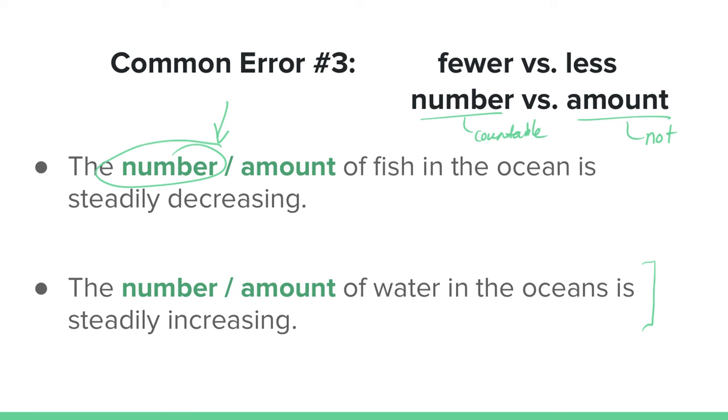Second, the number of water in the oceans is steadily increasing, or the amount of water in the oceans is steadily decreasing. Can you count water? No. So it should be amount. The amount of water in the oceans is steadily decreasing, because water is not countable. Now, if we changed it to gallons of water, gallons are countable. So then it would be the number of gallons of water in the ocean is steadily decreasing. But that's not what we actually have in this sentence. We don't have gallons.